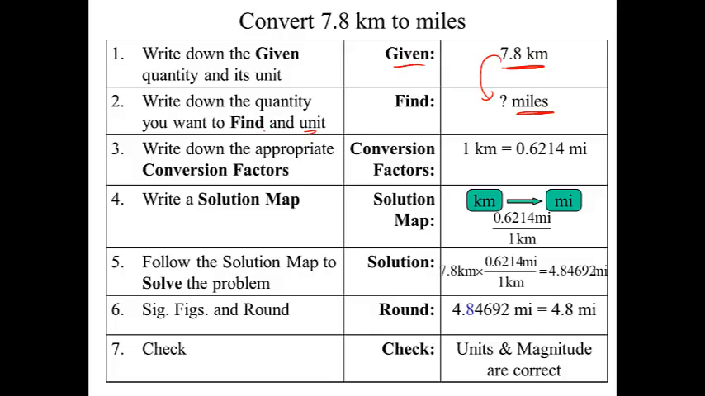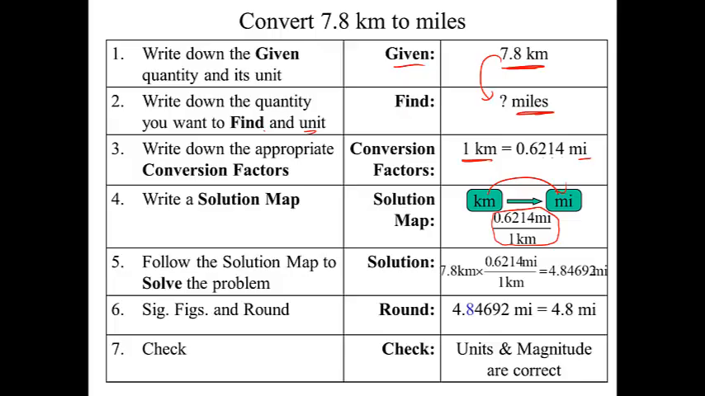So we write down the appropriate conversion factors. Conversion factors: 1 kilometer is equal to 0.6214 miles. Now write a solution map. Solution map is going from kilometers to miles. So that means my conversion factor is going to be 0.6214 mile divided by 1 kilometer.